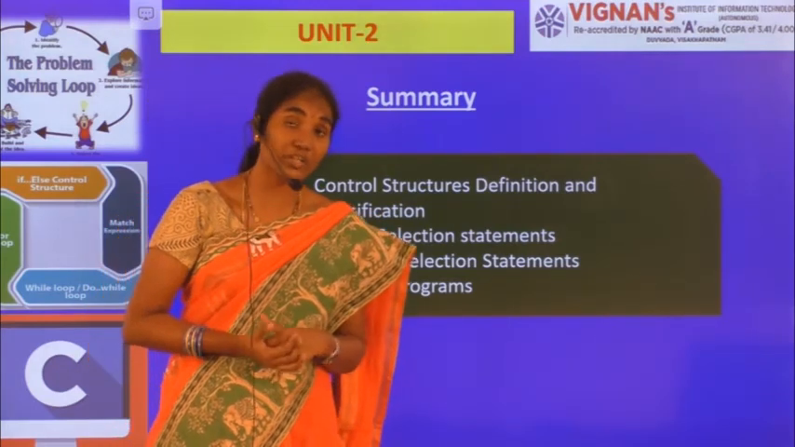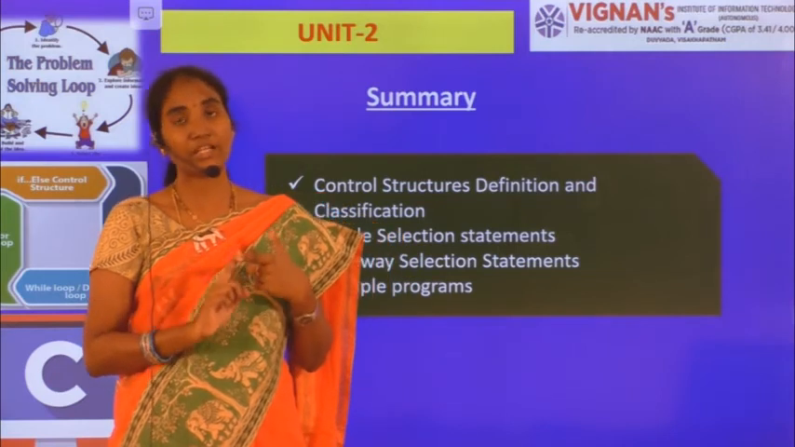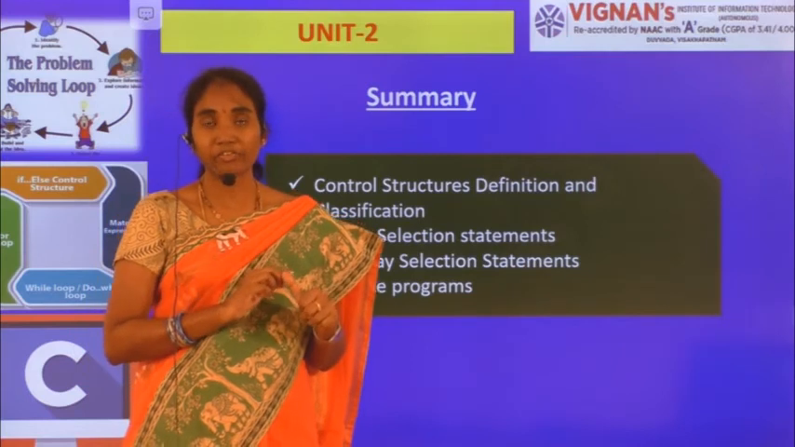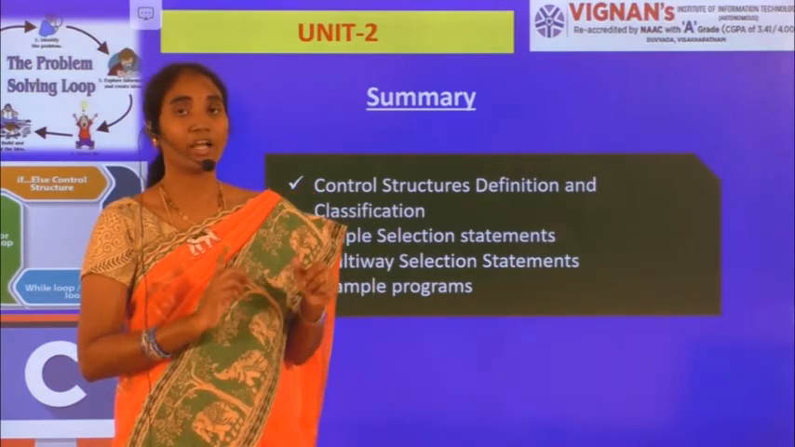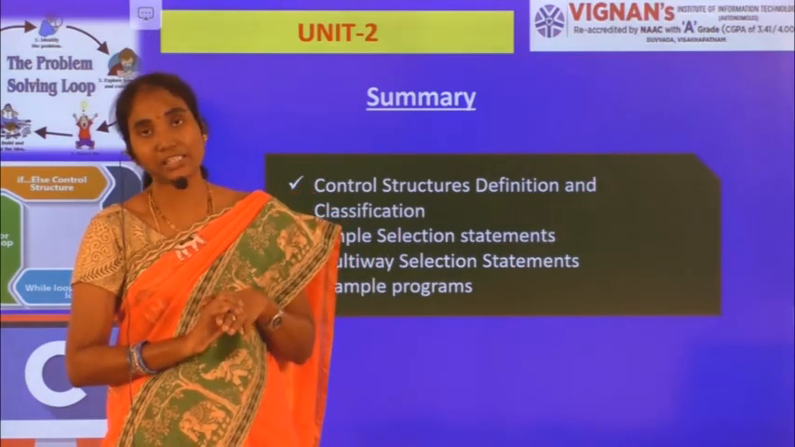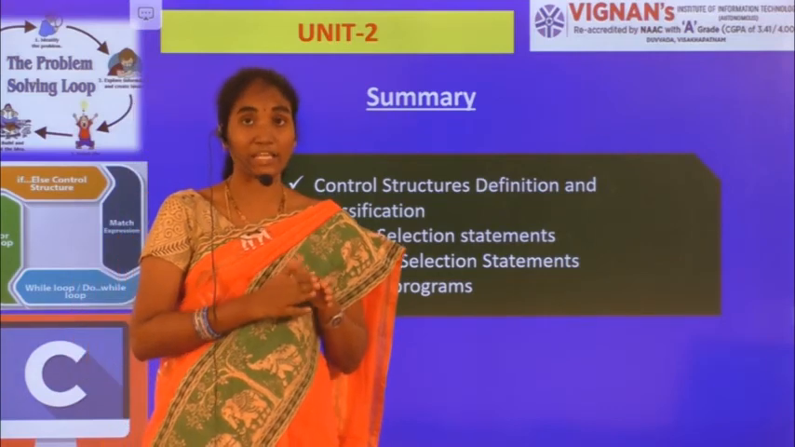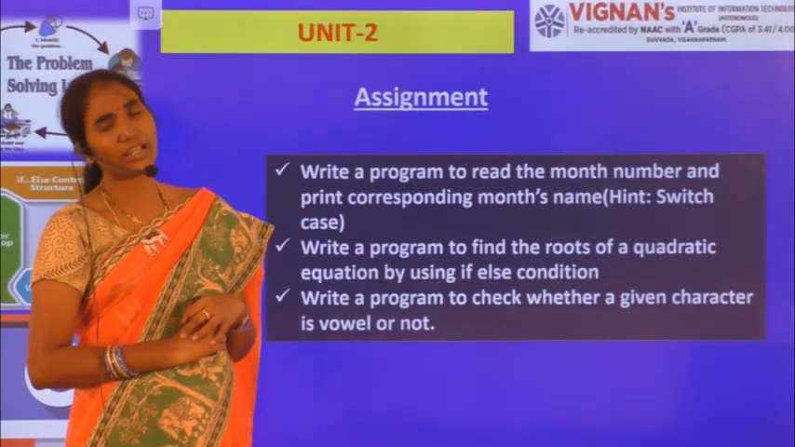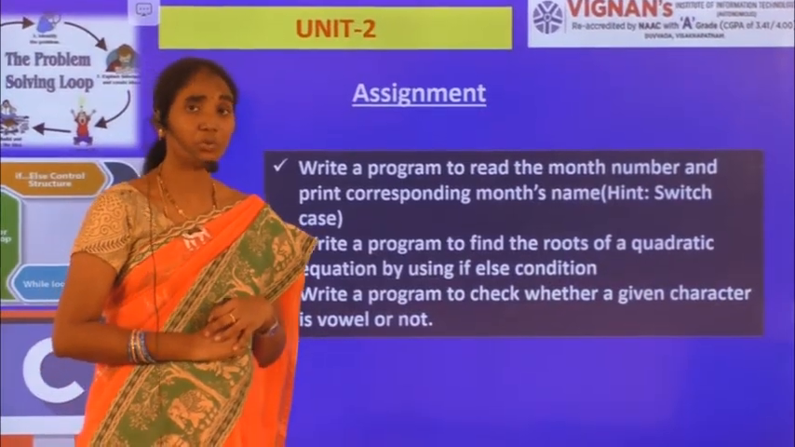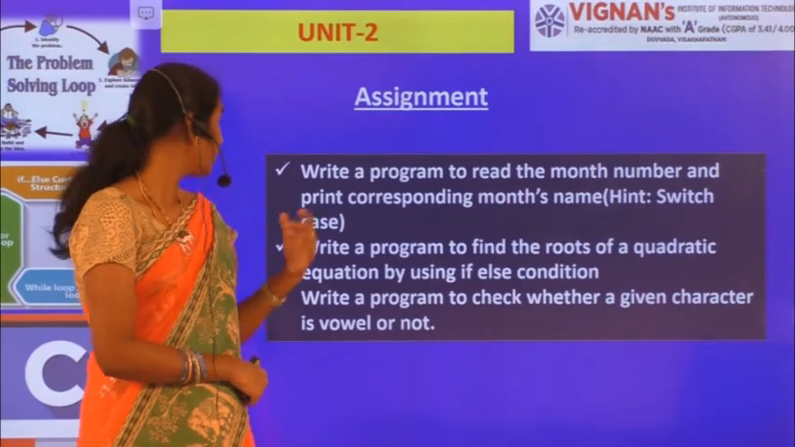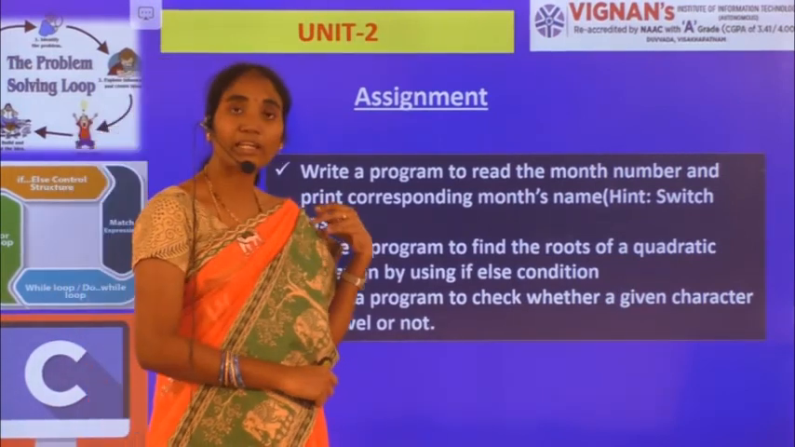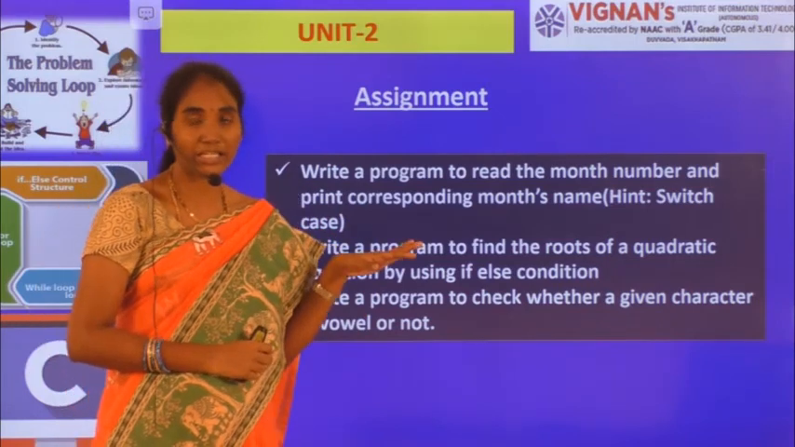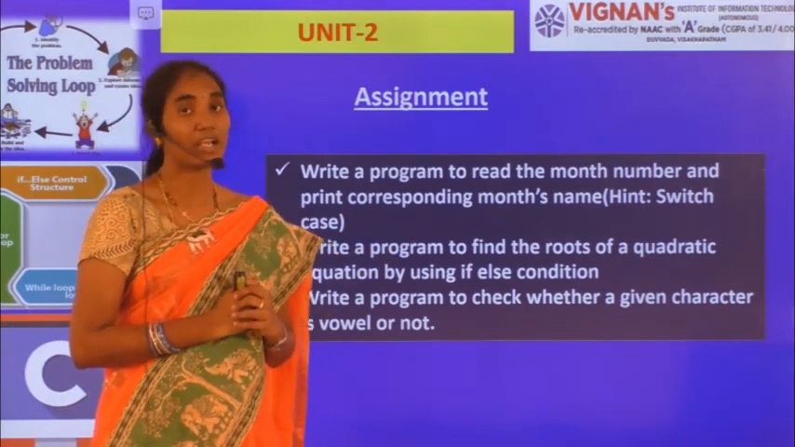Under selection we have seen simple if else and nested if else. Under multi-way we have seen else if ladder and also switch case, right? For all these we have seen the syntaxes, flowcharts, and also example programs. Now this is a small assignment, my dear students. Please try to write these programs. First, write a C program to read the month number and display the corresponding month. You can achieve this using a switch case statement.